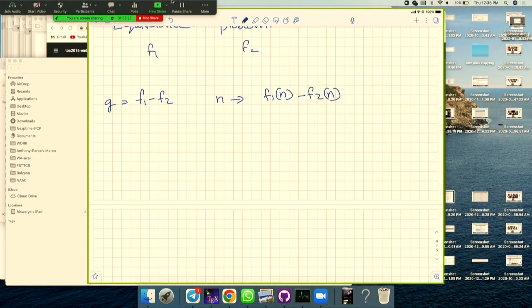So f1 and f2 are identical, they are equivalent, if g of n is 0 for every n. It's uniformly 0, it's a constant function 0. So given a function, if I can check whether that is 0, then in fact I can check whether two functions are equal. Oh, by the way, for that I need to say that given a graph for f1 and a graph for f2, I can actually get a graph for f1 minus f2.